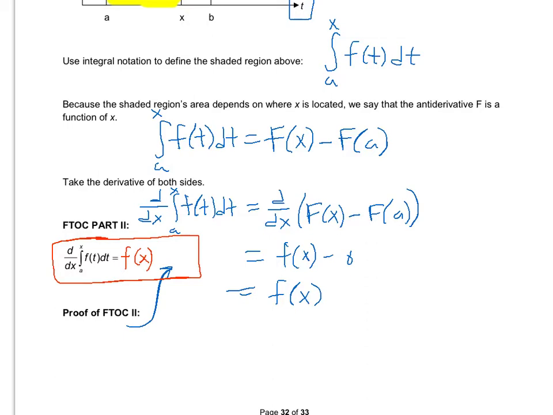Now, is it always going to work that way? Well, there's some minor tweaks on it, but I'll go ahead and show you some examples and then we'll be good to go.